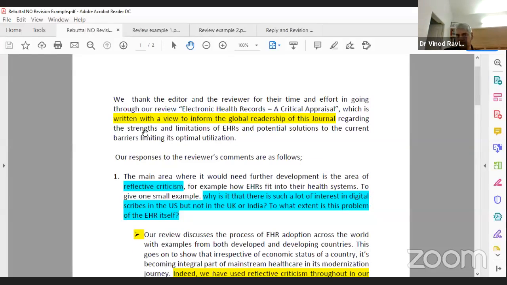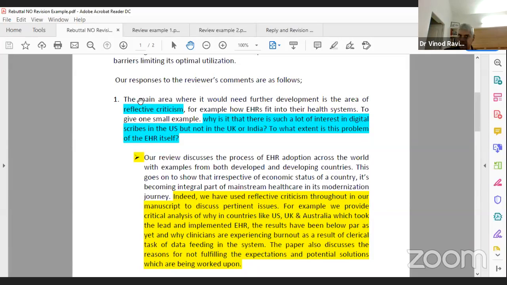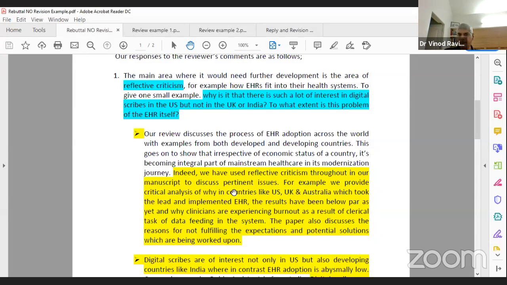And at the outset, we are saying why this manuscript was written, because it was written with a view to inform the global readership of this journal. Because you can see that in the reviewer's comments, there were two important things, actually three. One is lack of reflective criticism. You know that whenever a review article is written, it is not just a statement of facts. There has to be a degree of critical analysis, critical appraisal, and reflective criticism. That's how it is different. Rather than saying, we just highlighted that actually it is already there. Okay. We did not revise anything. We did not revise the manuscript at all.